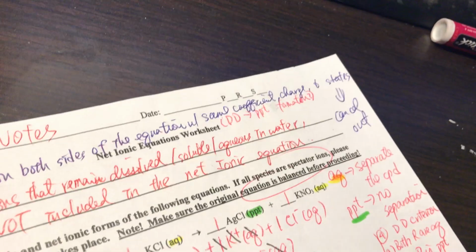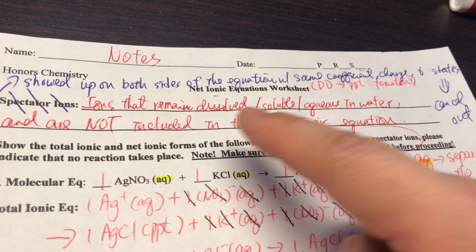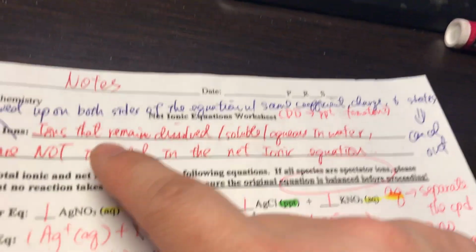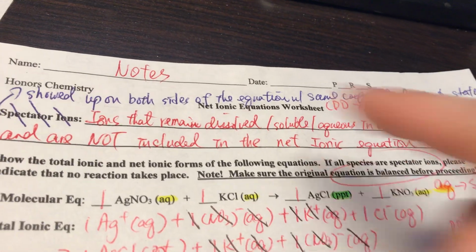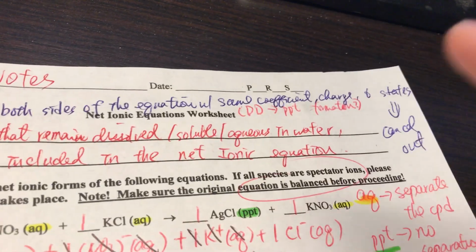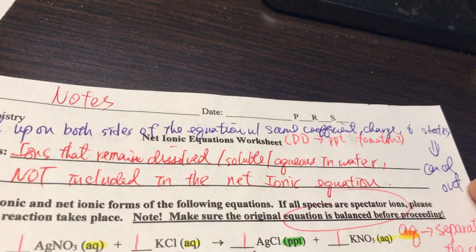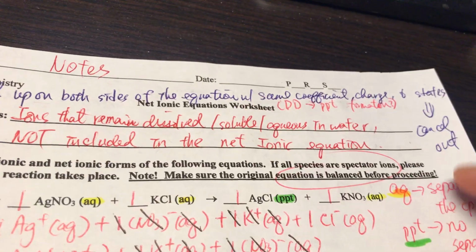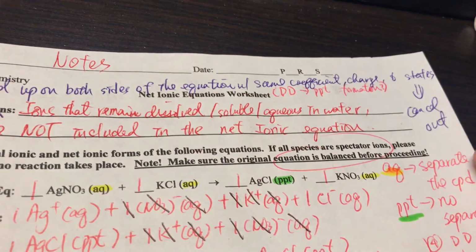So right here we say that the spectator ions should not be in the final net ionic equation, and they should show up on both sides of the equation, reactants and products. They show up on both sides with the same coefficient, same charge, and same state. For example, 2Na+ aqueous on both reactant and product. So if they show up exactly the same on both sides, I can cancel them.